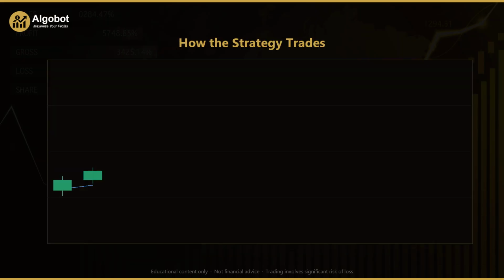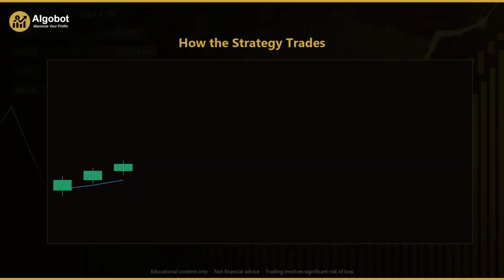Let's bring the strategy to life with a candle-by-candle illustration. On screen, you can see a series of Heikin Ashi candles, and the blue line running through them is the 20-period exponential moving average, calculated on the Heikin Ashi closes. That blue line is the strategy's trend filter, and its slope matters just as much as its position.